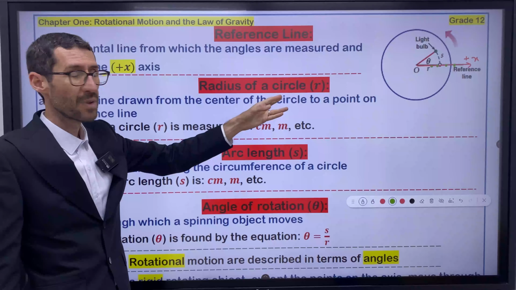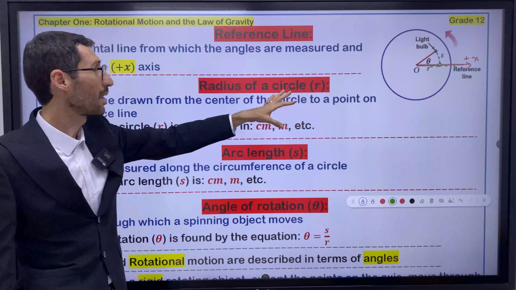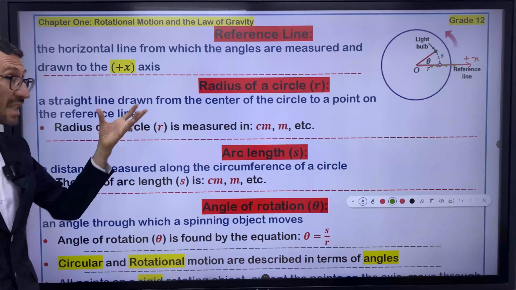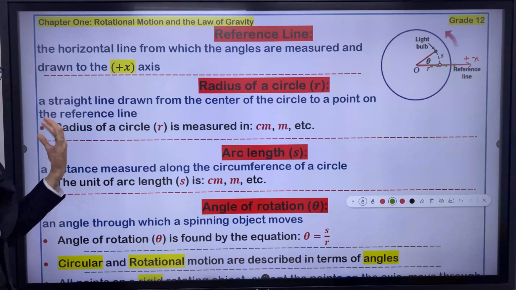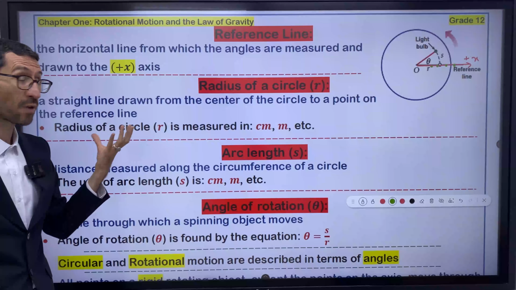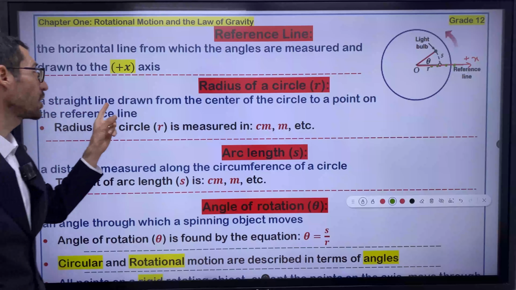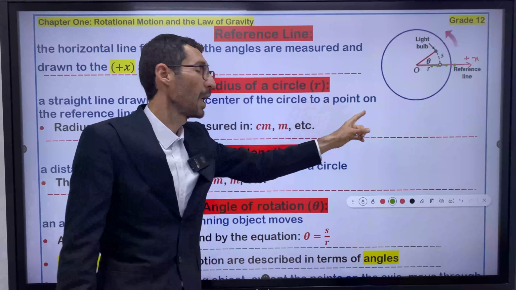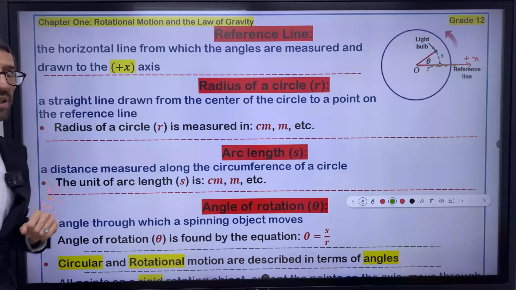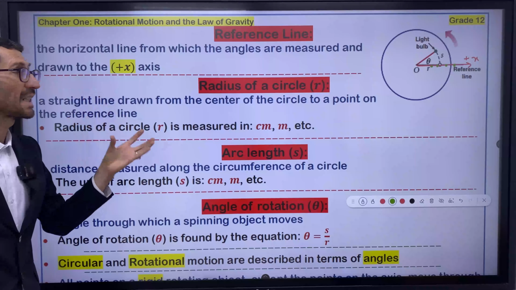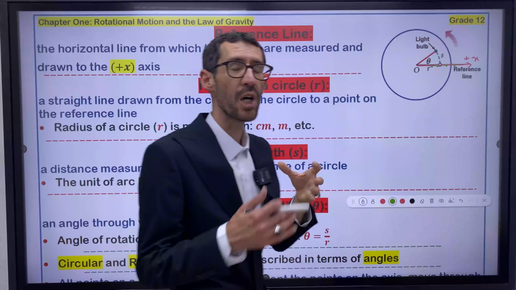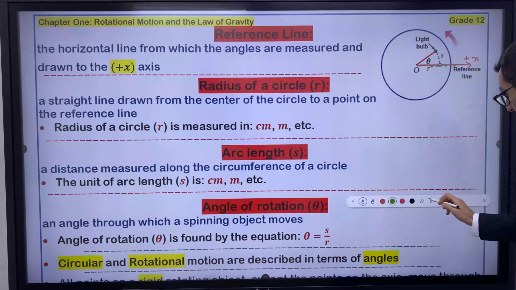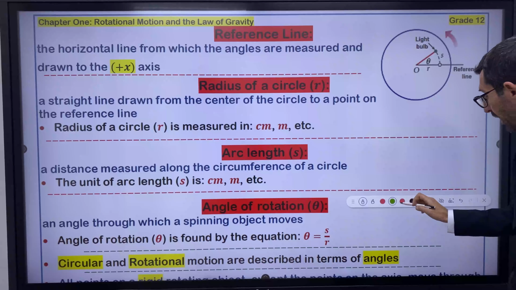Radius of a circle, which we denote as r. What's the radius of a circle? It's easy, it's not difficult, but we need these expressions for understanding these types of motion. A straight line drawn from the center of a circle to a point on the reference line. So it's a straight line. The radius of a circle is a straight line drawn from where to where? It's drawn from the center. Let me erase the other part. Let's preview.